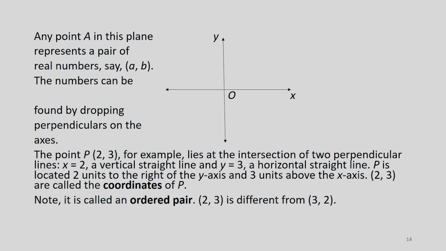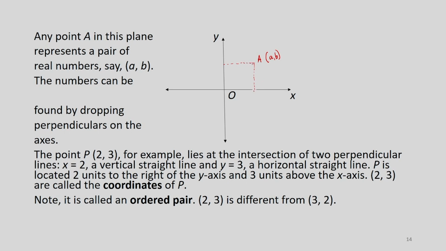Any point A on this plane represents a pair of real numbers, say a b, small a, small b. So, let us suppose I represent this as this point capital A. The numbers can be found by dropping perpendiculars on the axis. So, suppose this represents this pair of numbers small a, small b, then the small a and small b have their visual representations. So, I draw the perpendiculars on the axis, right.